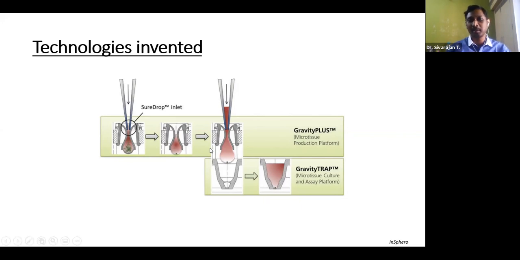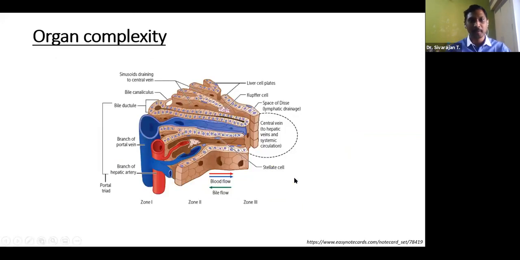But this is just a temporary way. Once the spheroids are formed, they have made another method which they call the gravity trap. The spheroid falls down into the trap, and these grooves actually help in automating the media replenishment.